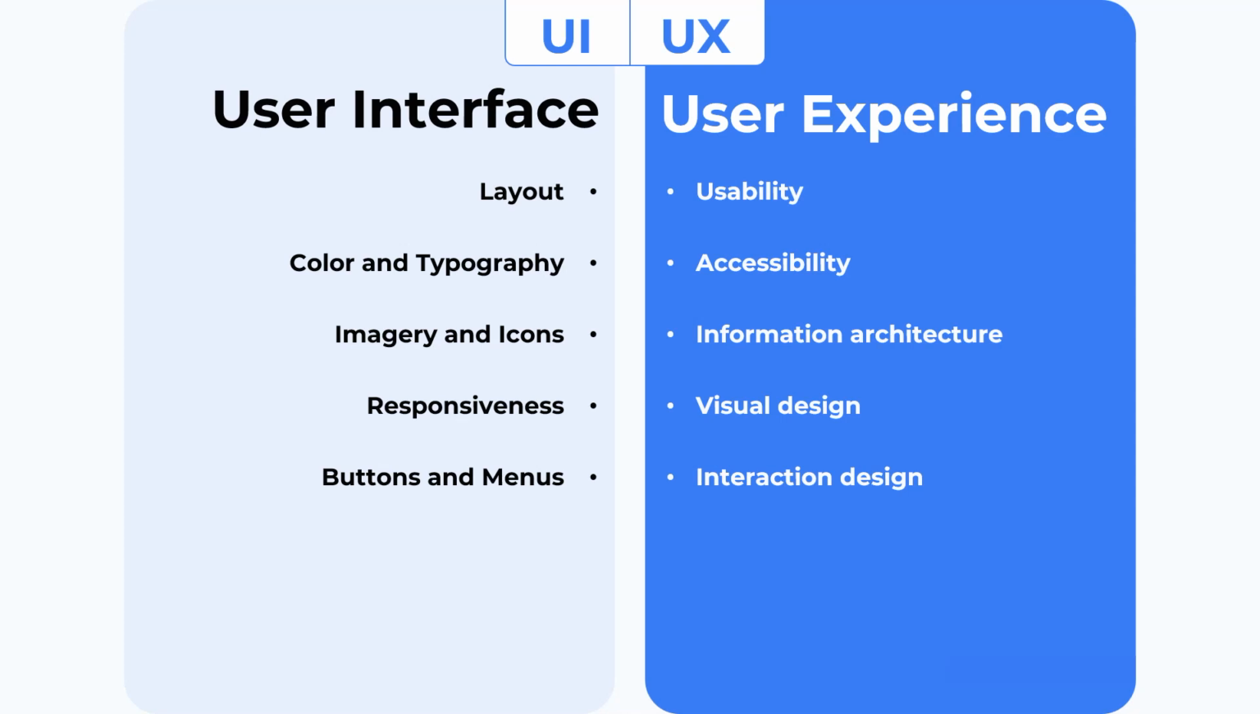User experience consists of usability. This refers to how easy it is for the user to learn, use and achieve their goals. Accessibility. This ensures that all users, regardless of their abilities, can access and use this product. Information architecture, visual design, and interaction design. The last one is the way that users interact with a product.